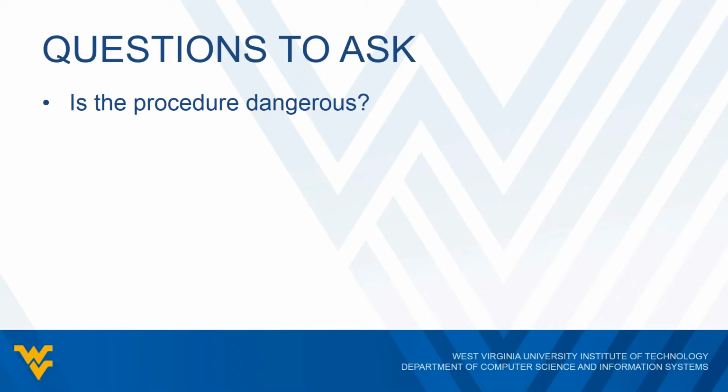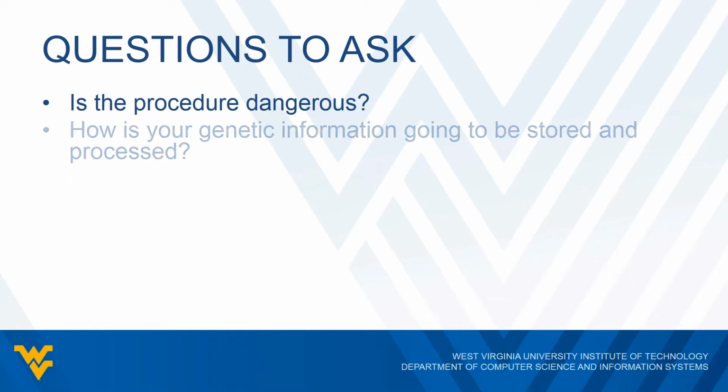So let's just say the doctor tells you that the procedure is very harmless, and all we need to do is just scrape a tongue depressor lightly against your arm to get the skin cells. So that doesn't seem to be too much of an issue. But another question that's worth asking is, how is your genetic information going to be stored and processed?